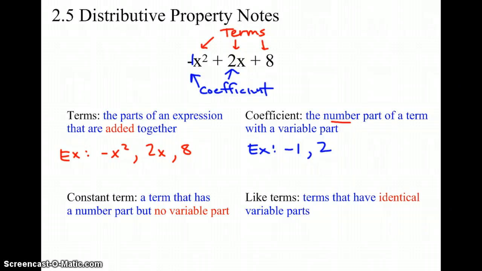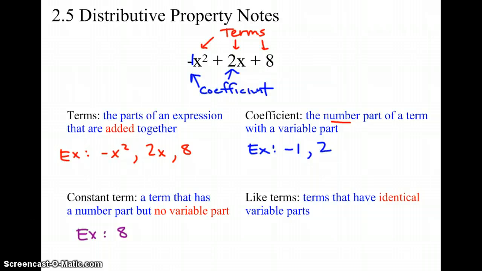Next term we're going to be talking about is a constant. A constant term is a term that has a number part, but no variable part. In this example, 8 is the only term where there is no variable. So 8 is the only constant term here. So I would say, for example, just give me 8.